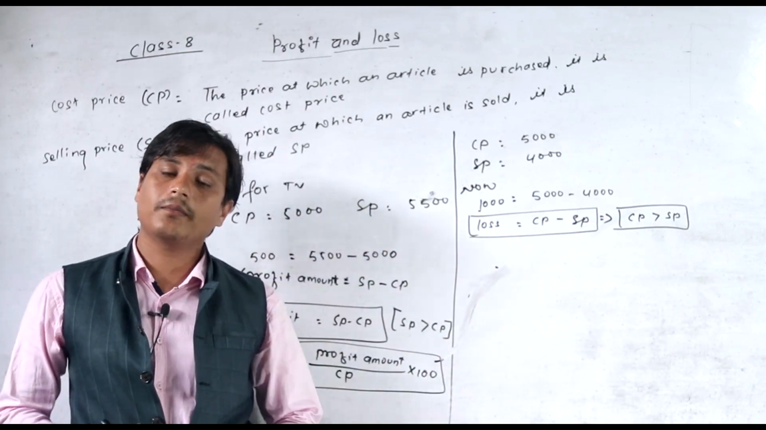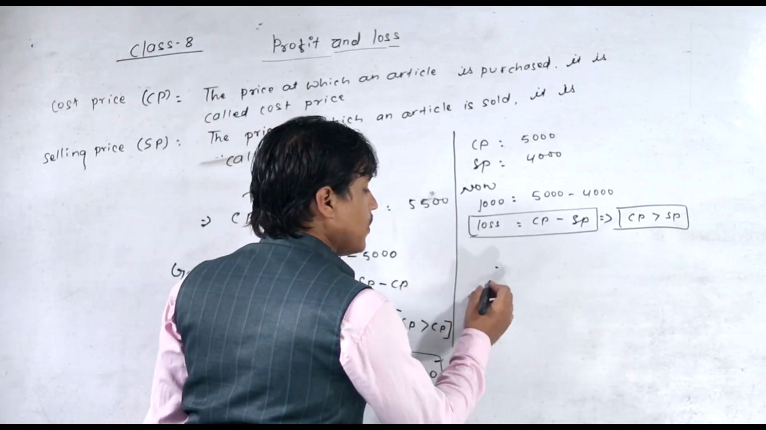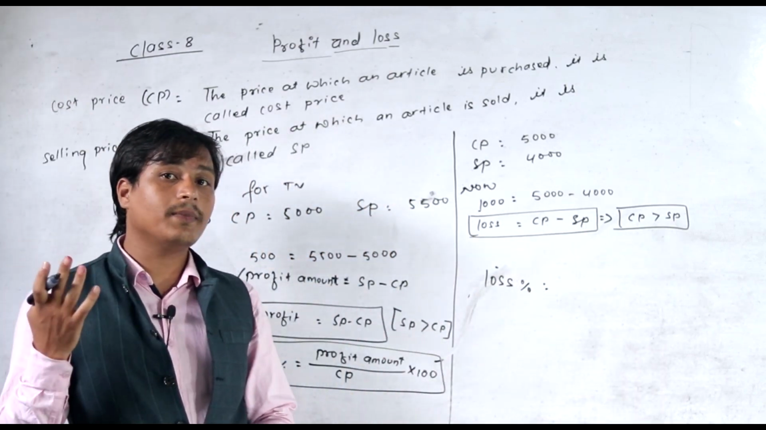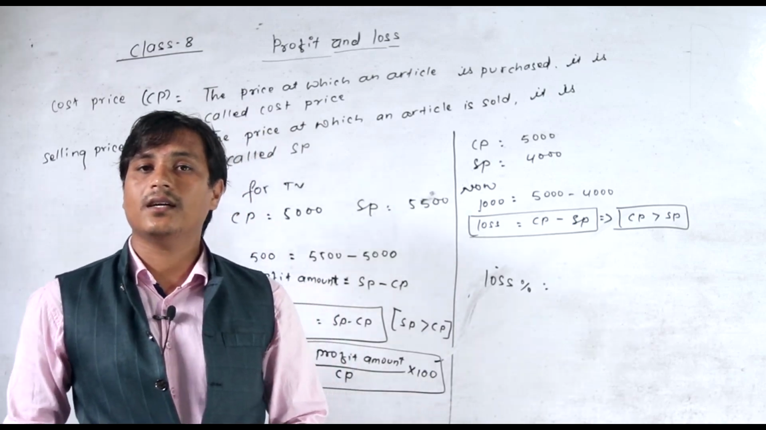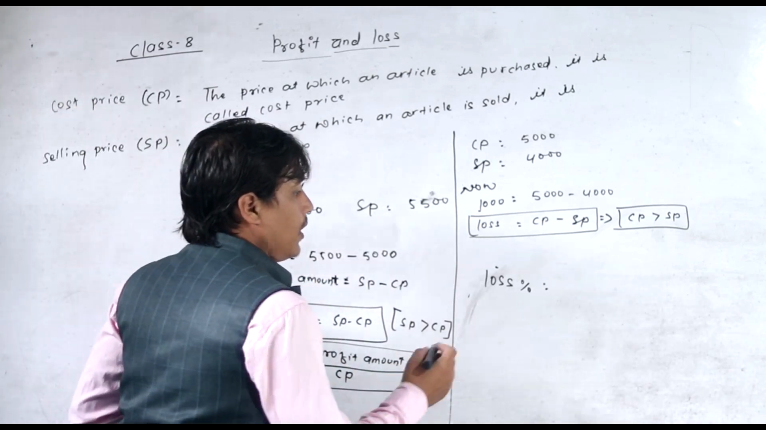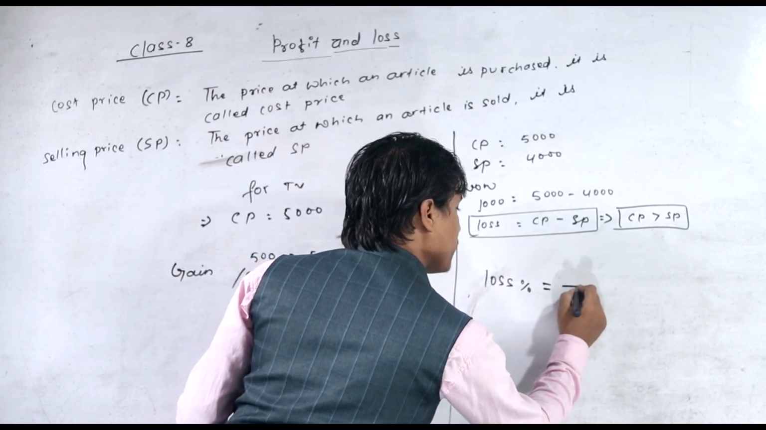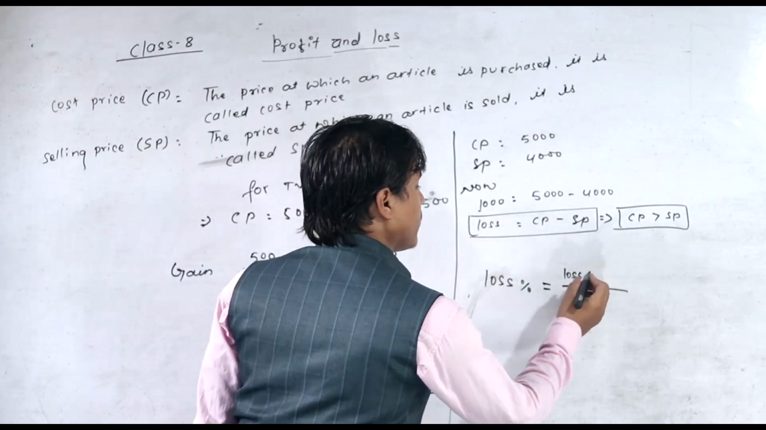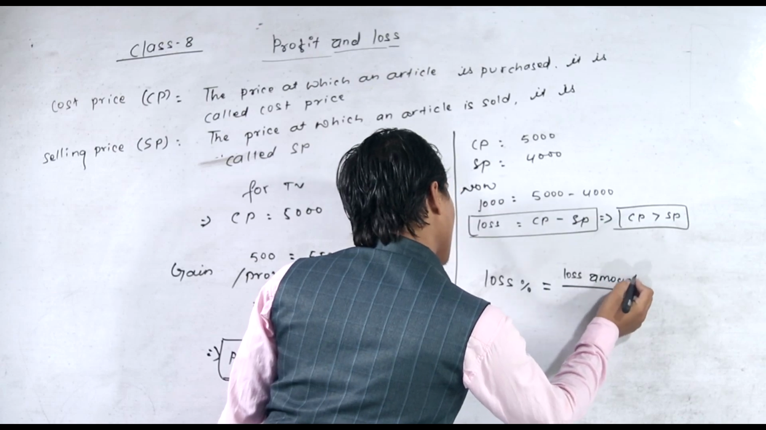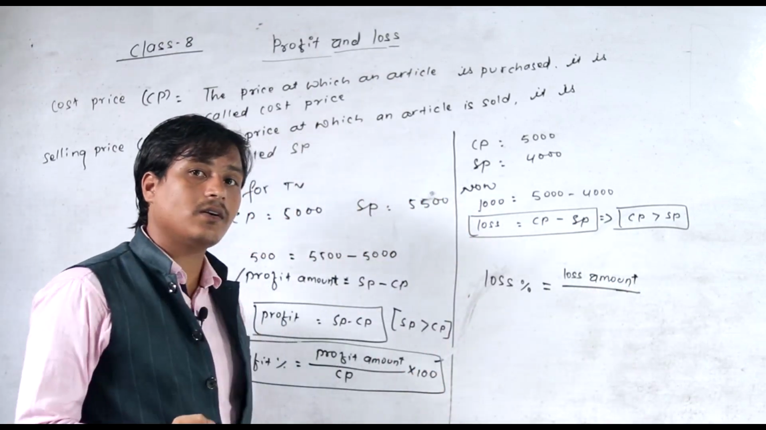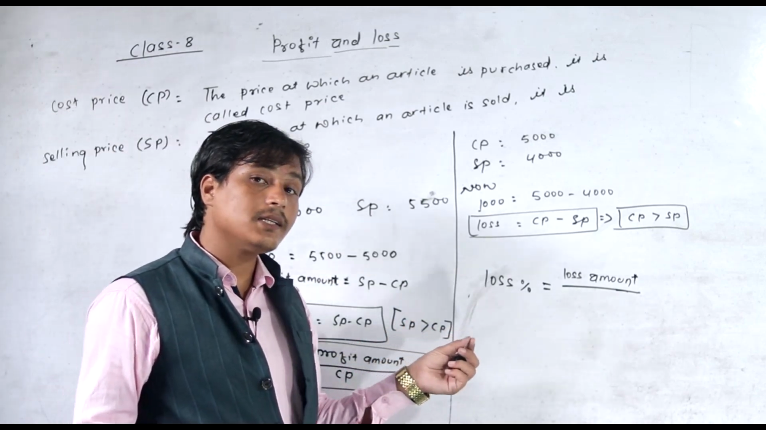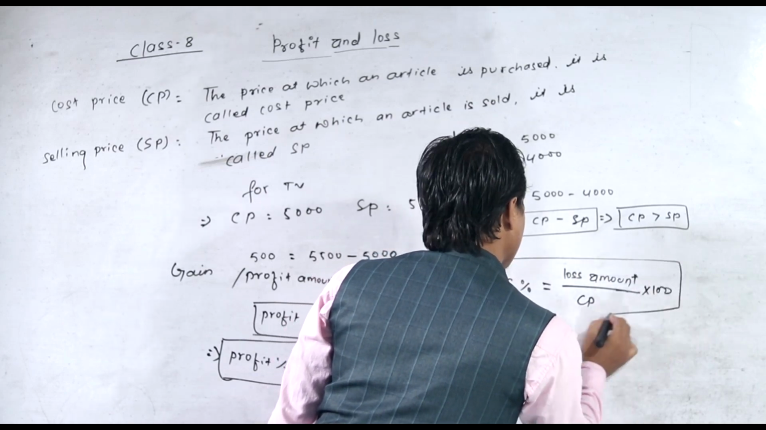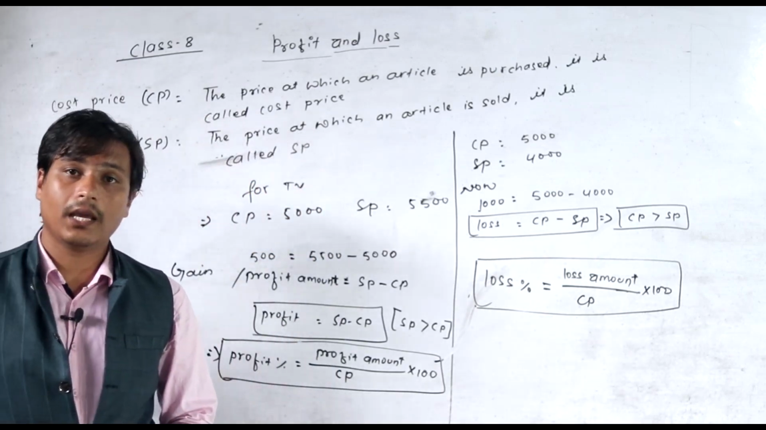Now I am going to formulate loss percentage. Once again you are going to formulate loss percent. So in your numerator, what is put? In your numerator you have to put loss amount, because you are going to formulate loss percentage. Now on what factor does that loss depend? That is CP. So loss percentage is loss amount upon CP into 100.